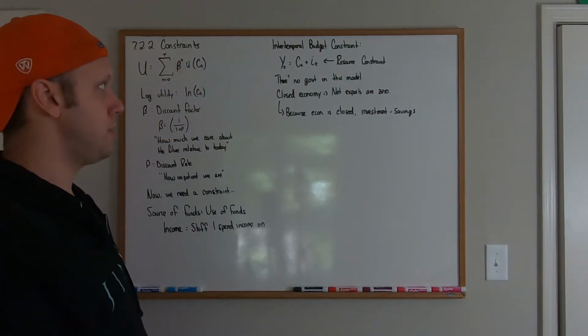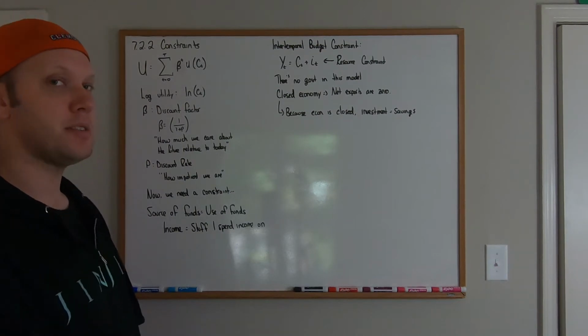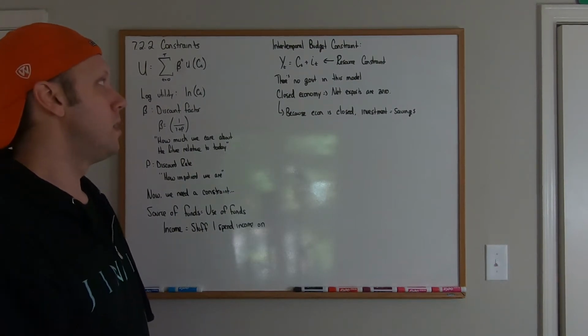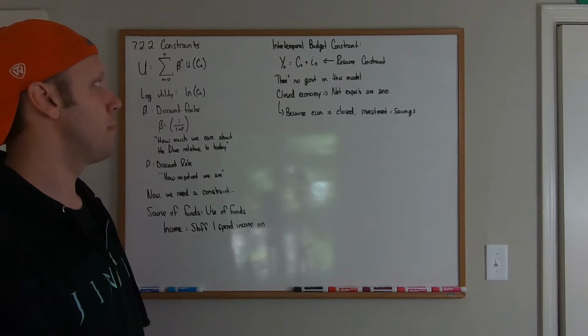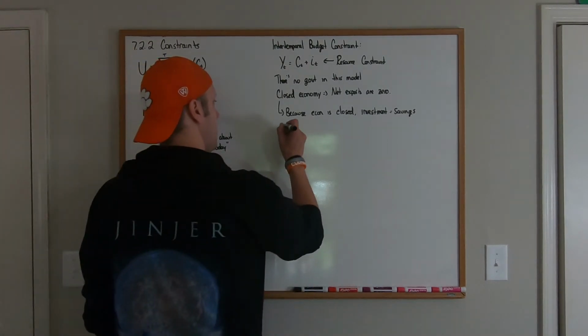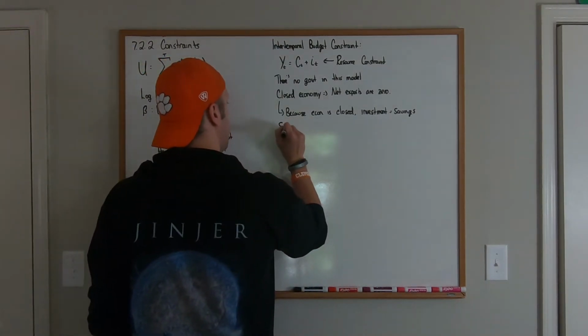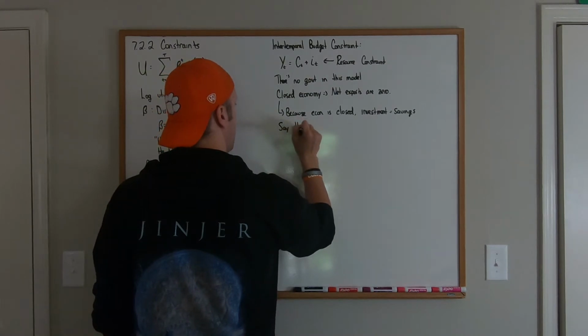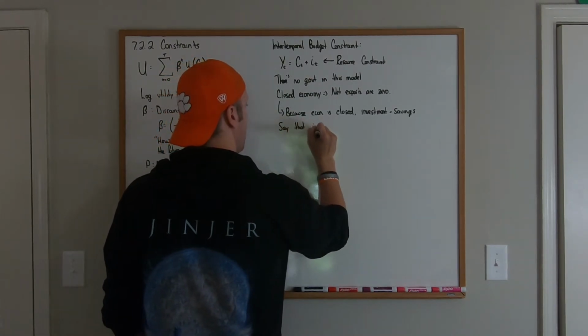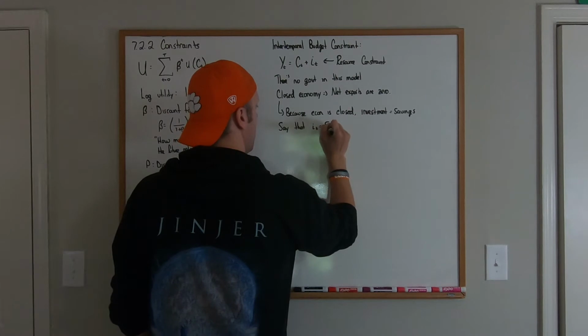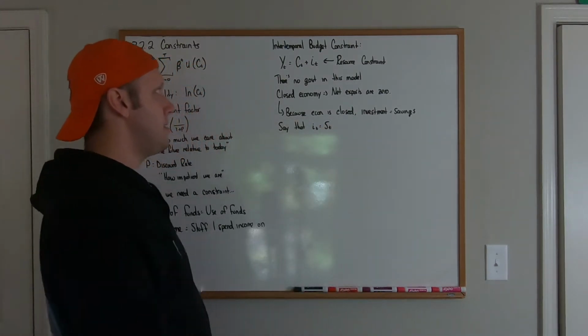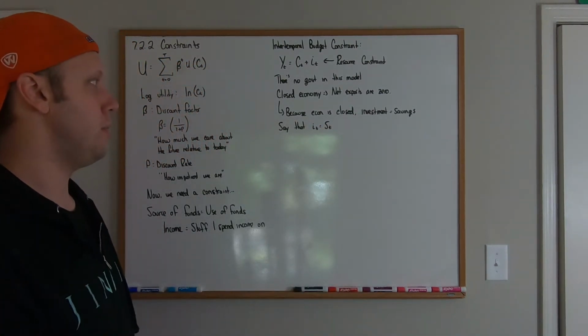So I can either consume or I can invest. If I'm investing, I'm saving. So I can either consume or save. So I'm just going to, for now, say this IT, investment, is equal to ST, which is savings.